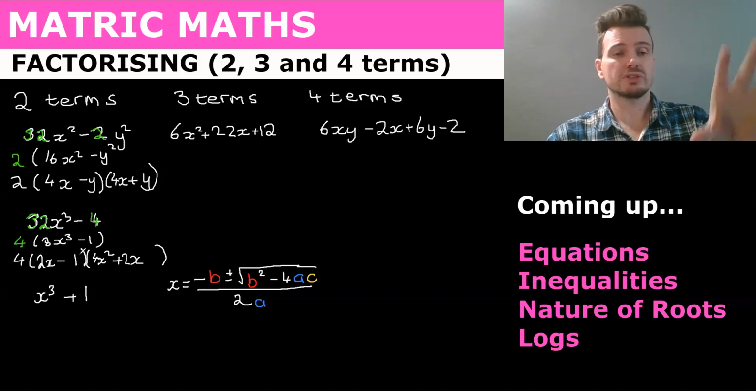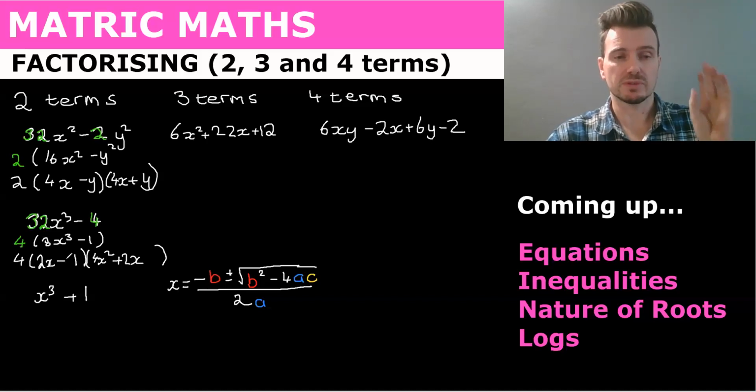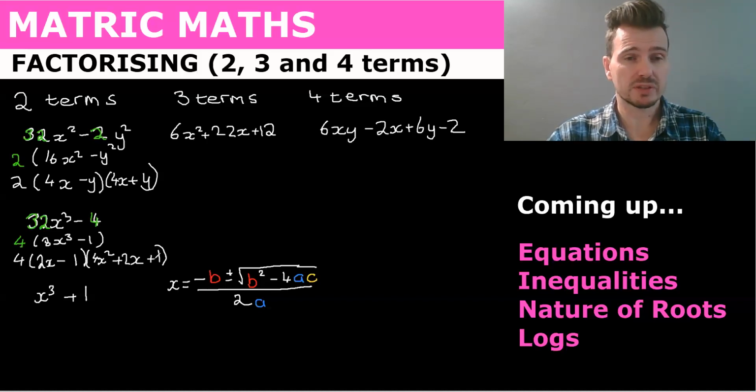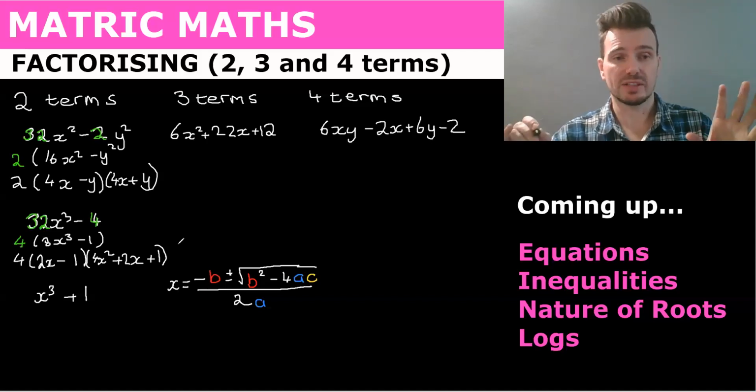And then all you do is you square the last term. So minus 1 times minus 1 is plus 1. And there it's factorized. This 4x squared plus 2x plus 1 does not factorize any further.